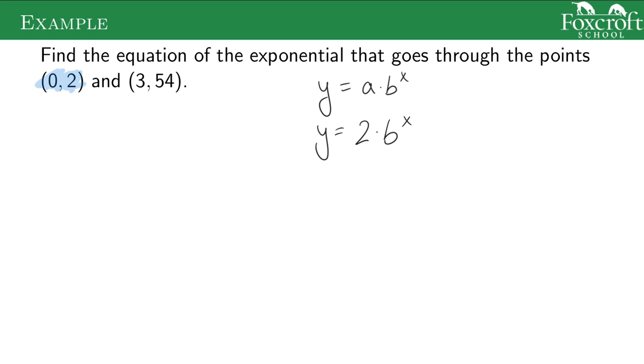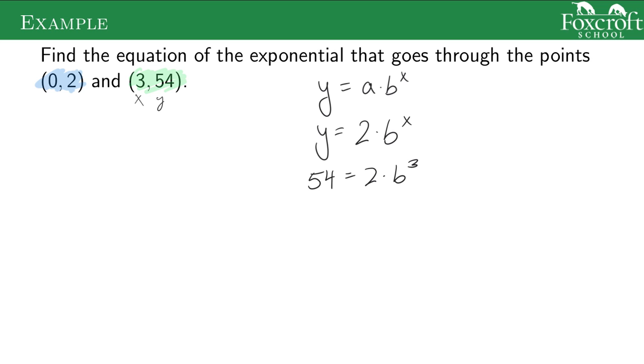Now I've got to figure out what b is. And this next point is going to help me. It doesn't instantly tell me what b is, but it's going to help me figure out what b is. Because I can take this point, I can plug in 3 for x and 54 for y, and this equation has to be true. So whatever b ends up being has to make this equation true. So now I can solve this equation and figure out what b is.